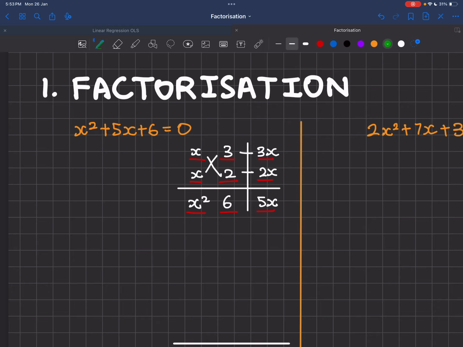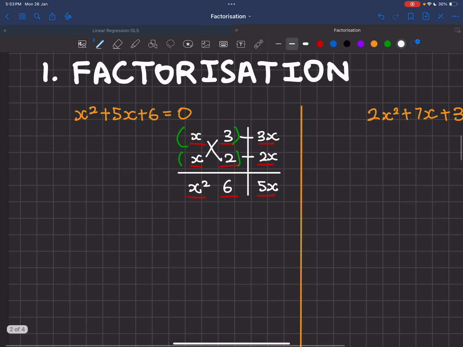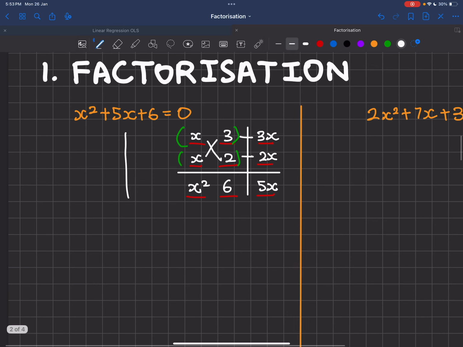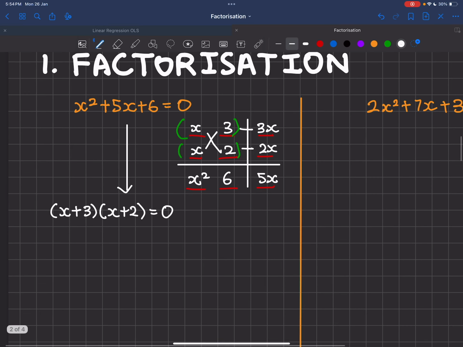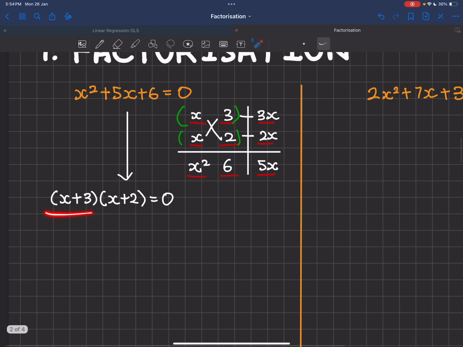We need to look at this green bracket. This is how we equate it. And we will write this equation as x plus 3, x plus 2 is equal to 0. So we are done. Or are we done?